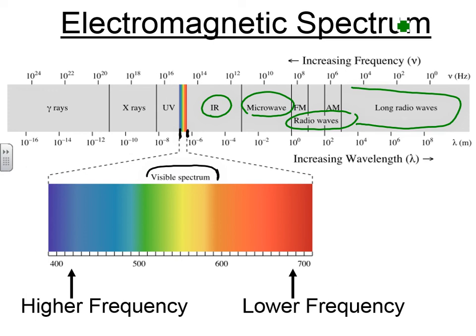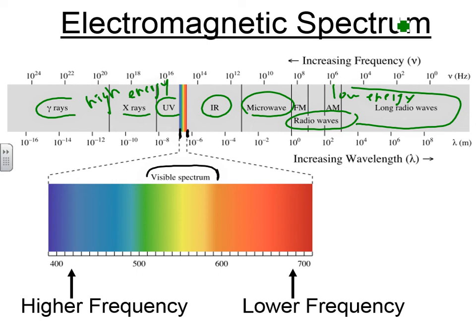On the other side, we have UV, ultraviolet, X-rays, and then this is gamma rays. This is very high energy. So this is dangerous light on this side. This side is low energy. That's why we use it. That's why we have devices in our pockets that can send radio waves.